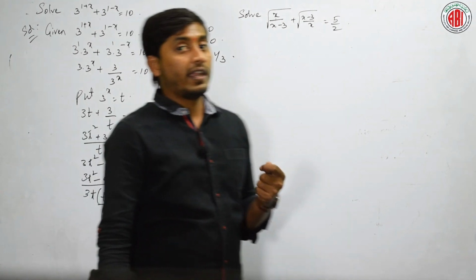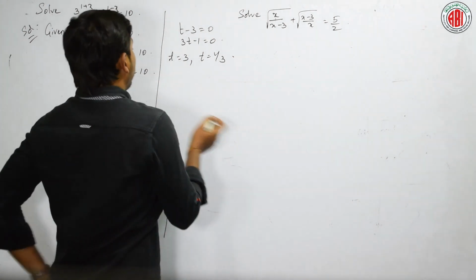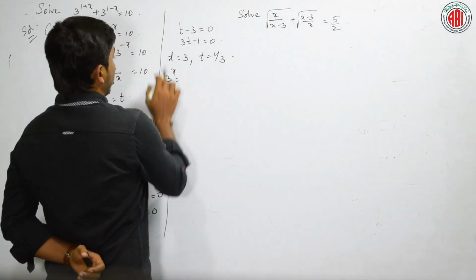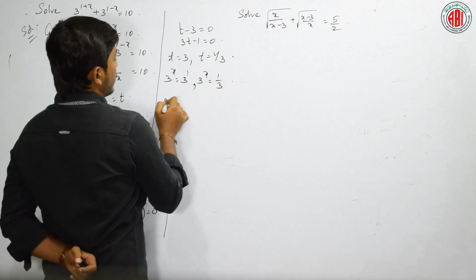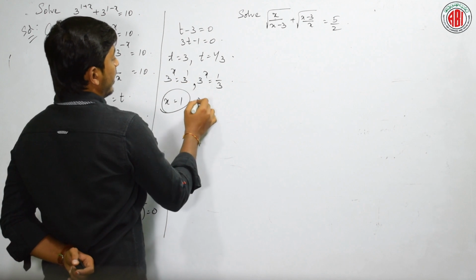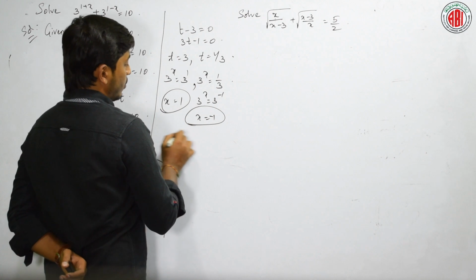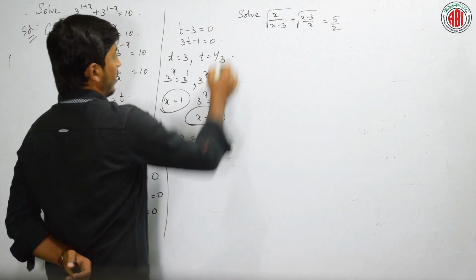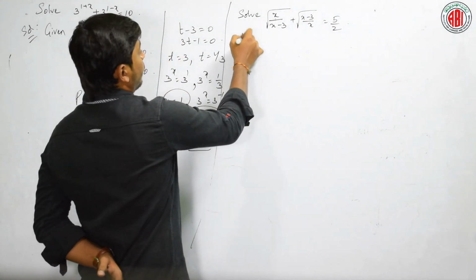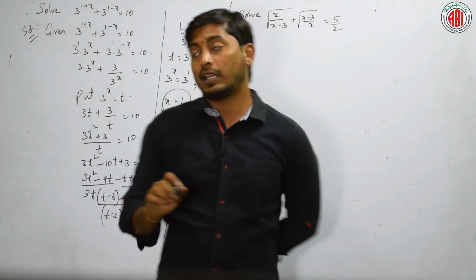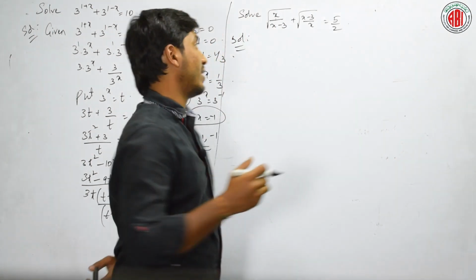Clear? Now we have to find the value of x. We know that t is nothing but 3 power x. So I can put it back. Instead of t, let us put 3 power x equal to 3, 3 power x equal to 1 by 3. So x is equal to directly 1 here, and here 3 power x can be written as 3 power minus 1. Therefore the value of x is minus 1 here. So the values of x are 1 comma minus 1. Okay, did you understand? So the only thing we have to remember here is we have to substitute the parameter. Clear?